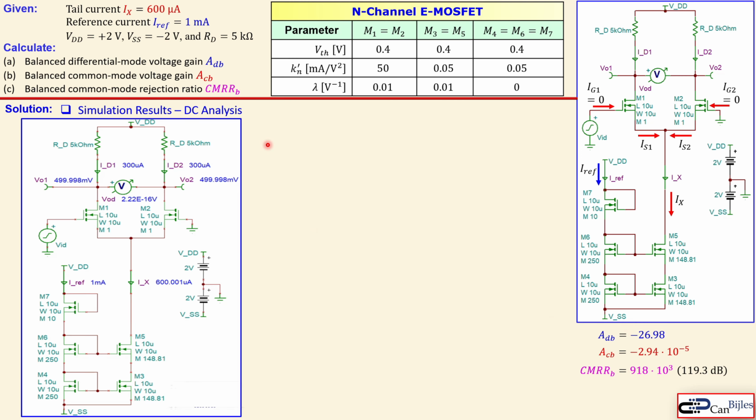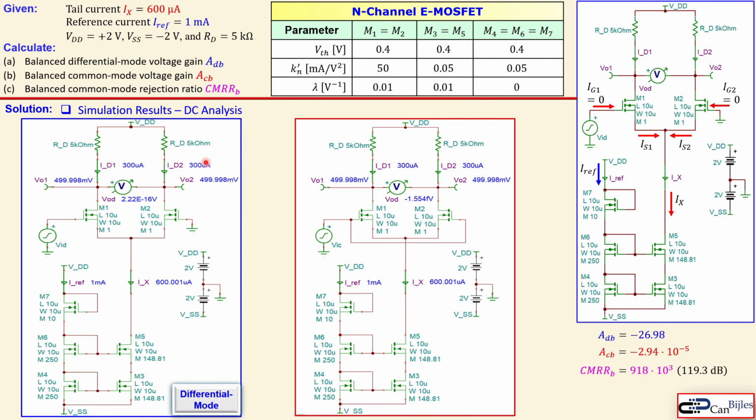Now we go first to the DC part, which is first left side is differential mode, and this is common mode. What do you recognize? 1 milliamp, 600 microamps. So this is as we have as required. The similar form we see for the common mode circuit. We also see that the ID1 and ID2 are exactly the 50% of the 600 microamps tail current, which is also valid for the common mode. So we can say this is checked.